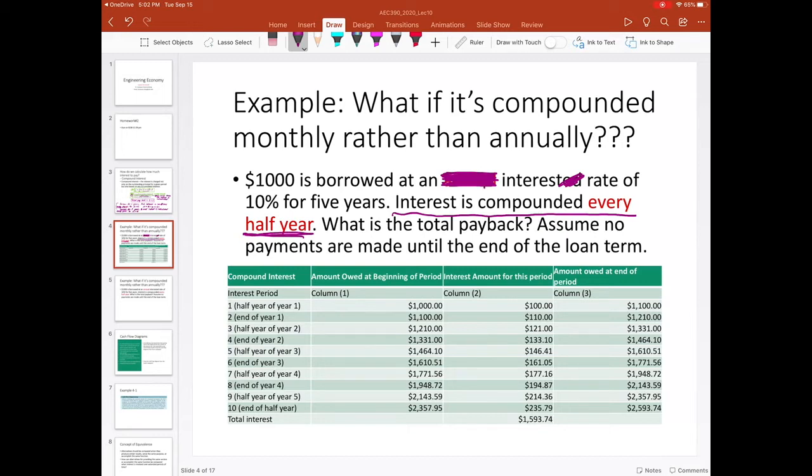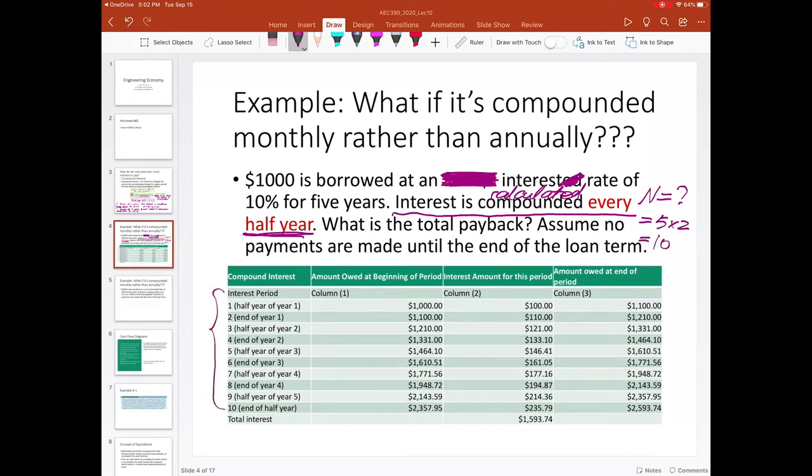So every time you use the interest rate 10%, and the interest is compounded, which means it's calculated every half year. So how many times is it calculated during the 5 years? What's your n? That's going to be 5 years times 2, because if you calculate it every half year, every year you calculate it twice. For 5 years, you calculate it 10 times in total.